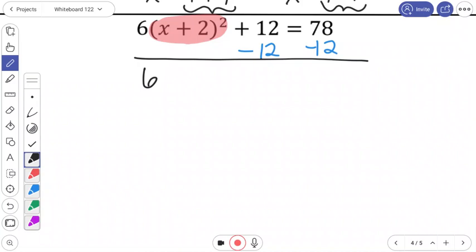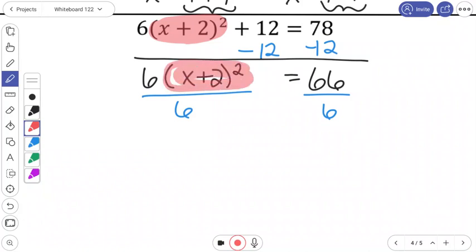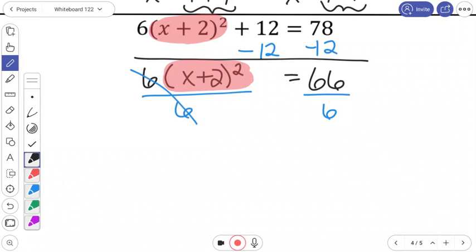And that gives us 6 times (x plus 2) in parentheses squared equals 78 minus 12 is 66. And then we need to divide both sides by 6 because remember, we are still trying to get our squared term by itself. Whatever is being squared, that's what we're trying to get by itself. So we needed to divide by our 6. 6 divided by 6 gives us just 1. So we have (x plus 2) in parentheses squared equals 66 divided by 6 is 11.